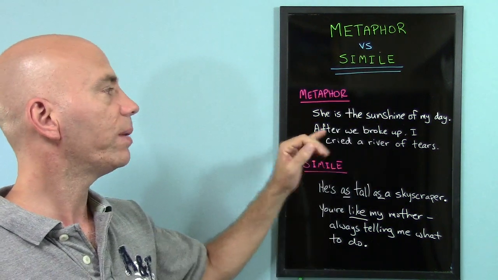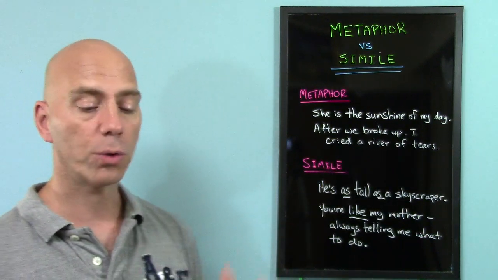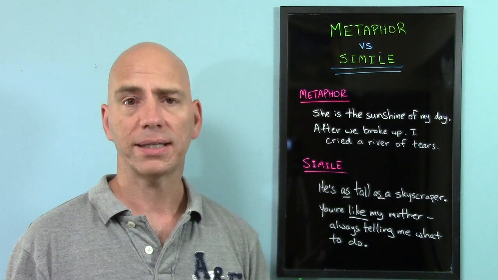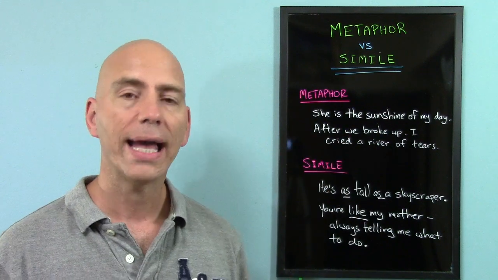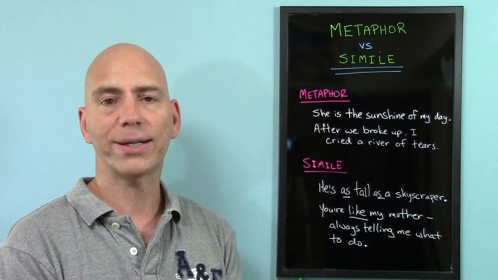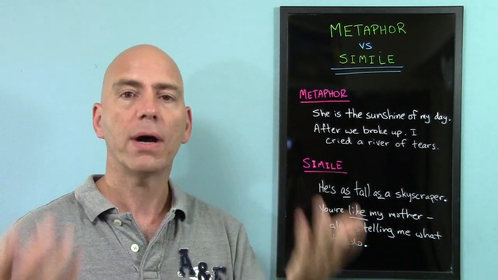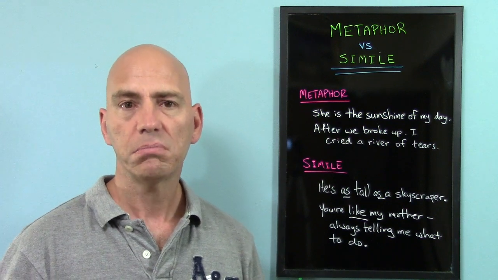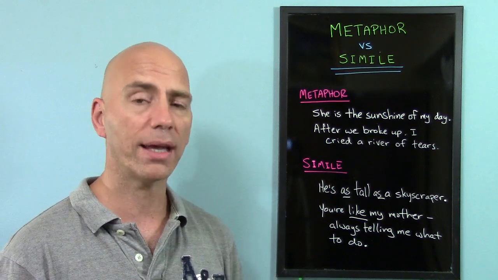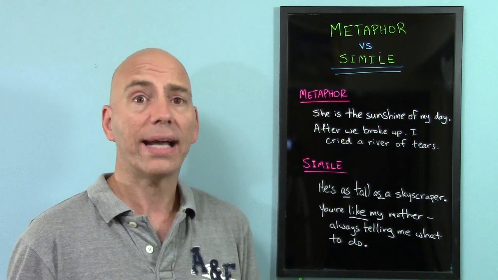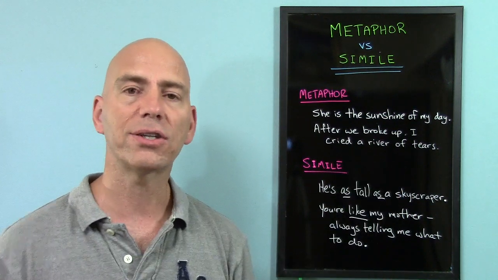Okay? After we broke up, I cried a river of tears. Obviously, nobody in the history of the world has ever cried enough to create a real river. But to say, after we broke up, I cried a river of tears, it sounds a little bit nicer than I cried a lot, right? It means the same thing, and you can look at this and you can guess what they mean very easily. You don't need to look this up in the dictionary.